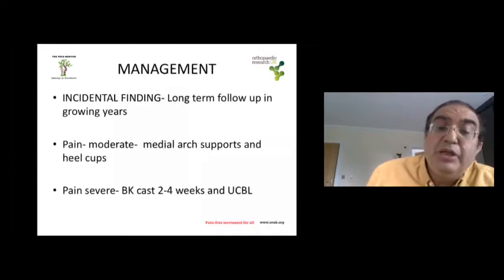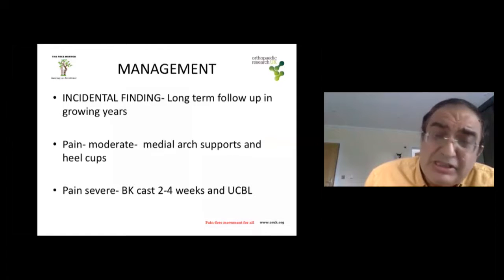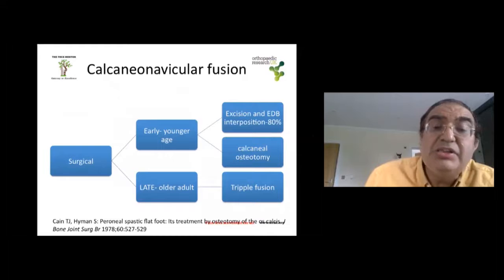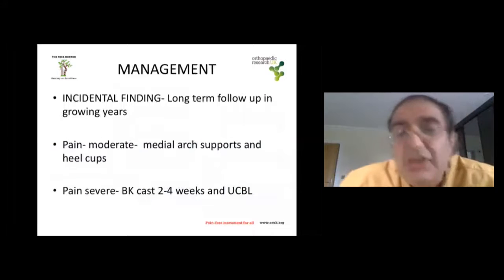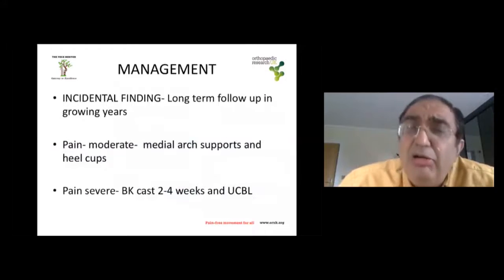So most of the time, it can be an incidental finding, and it needs to be treated only if painful. The important thing is treatment is always conservative. Remember, always try some insoles, try even a plaster sometimes for 3 to 4 weeks, and then an insole.